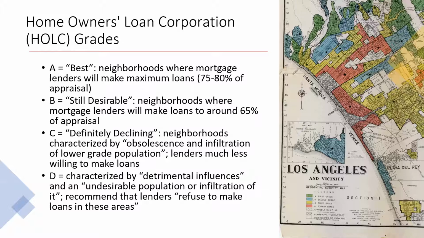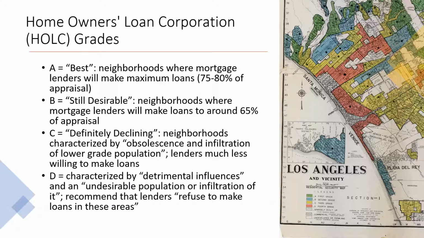And so a little bit more detail on this practice of redlining. The Homeowners Loan Corporation, or HOLC, created these different grades. Neighborhoods that were deemed best were given the category of A, and these are neighborhoods where mortgage lenders would make maximum loans. Whereas neighborhoods that were deemed B were considered still desirable, and these are neighborhoods where lenders would make loans to around 65% of their appraised value. And then C neighborhoods were considered definitely declining.